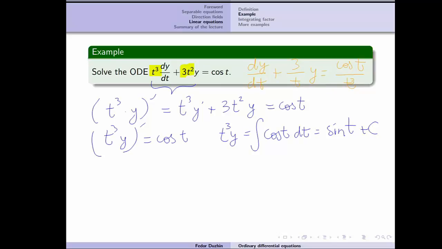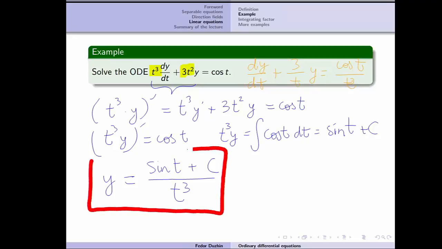And that's basically it. Now we just need to solve for y by dividing the whole thing by t cubed. If this is t cubed times y, then y itself is going to be equal to (sine t plus a constant) divided by t cubed. That's the answer. And notice that here we don't have any ambiguity because we reduced our problem to just integration. It means that here we are guaranteed to have produced all possible solutions.